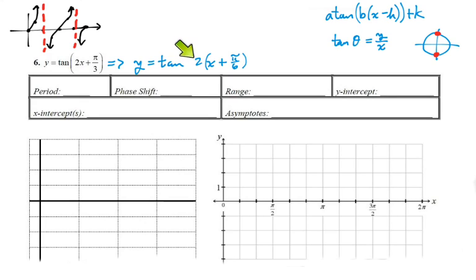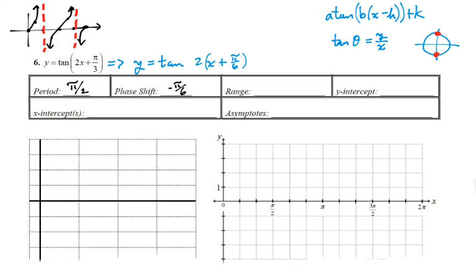So here, because we have a 2, we're going to take the normal period, which is pi, and divide it by the b, which is 2. That's going to be the period for this tangent function. And so we get pi over 2. The phase shift is obvious. It's right there. And since it says plus pi over 6, you've got to think moving left. And so I'm going to say negative pi over 6.